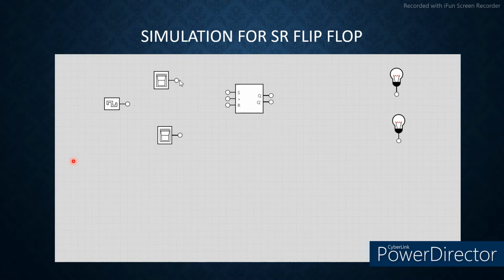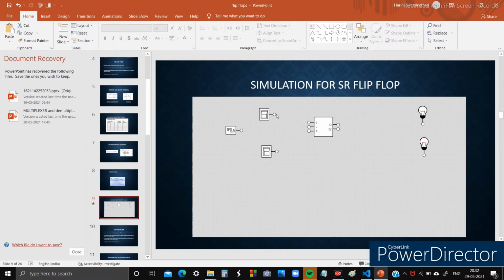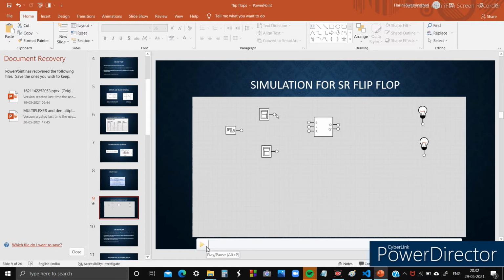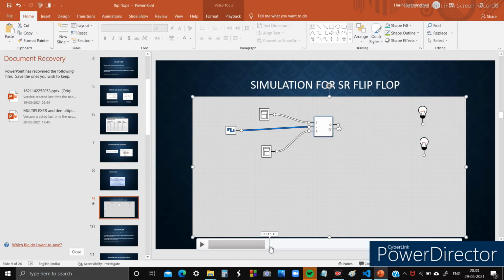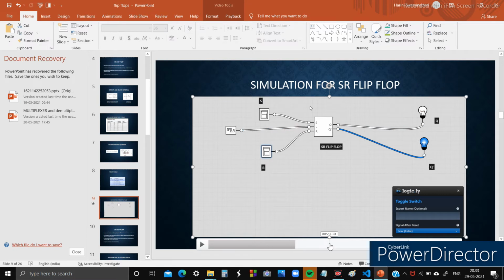Simulation for the SR flip-flop. As we can see here, we have used toggle switches, clock pulses, a block for the SR flip-flop, and 2 bulbs, wherein by giving 1 in R and 0 in S, we get Q bar as 1 and 0 in Q.